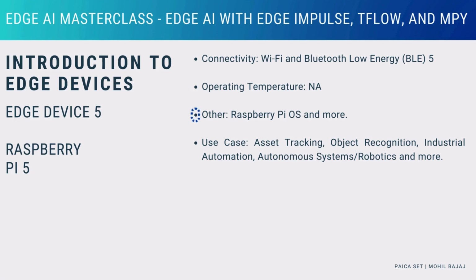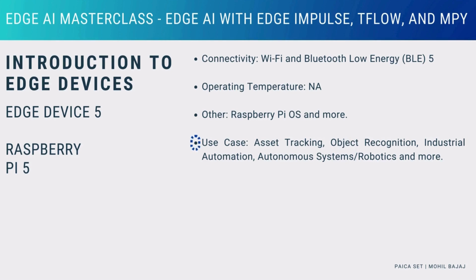Another reason why it is called a mini computer is because it has a proper operating system, the Raspberry Pi OS, which is a derivative of the Linux operating system. This makes this device even more unique in the edge device space. Let's talk about some real-life applications now.